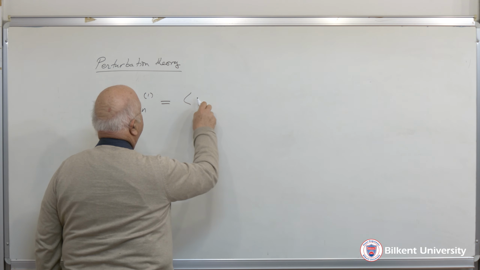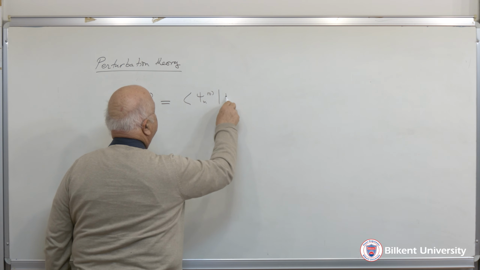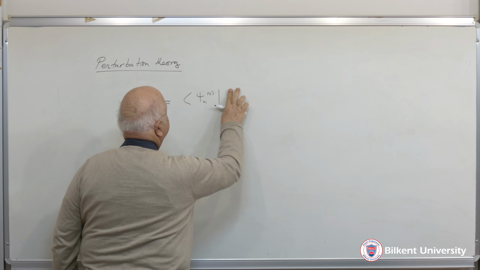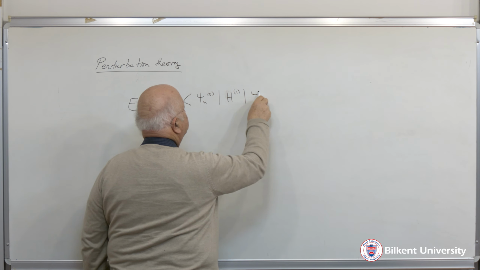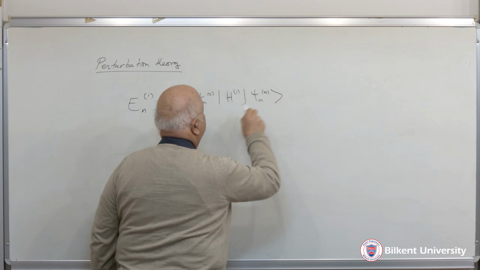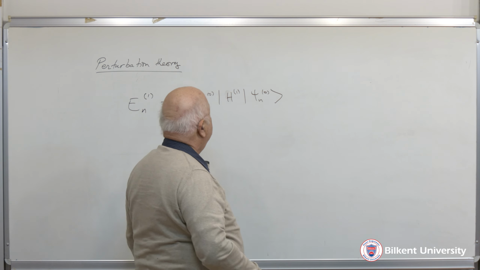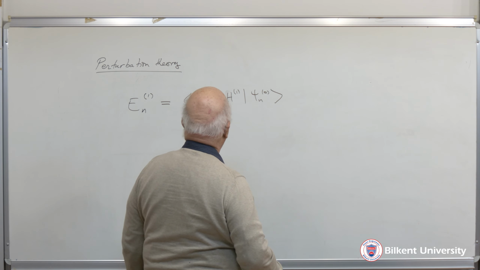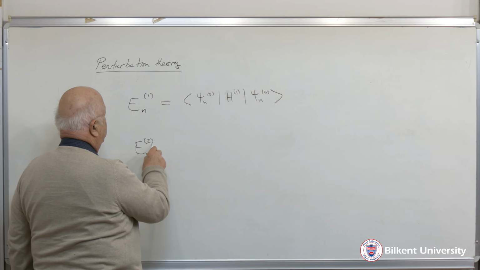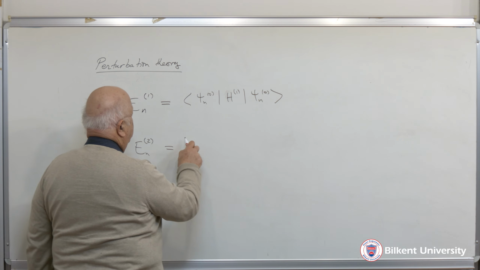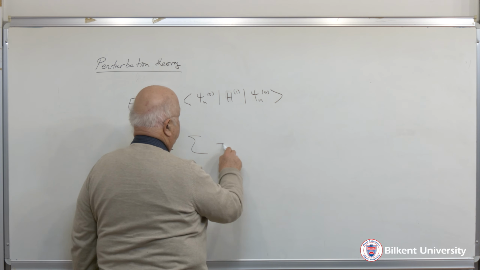We had this psi n0, the original state, times H1, psi n0. So that's the expectation value of the perturbation in the unperturbed state. And if I look at the second order shift in the energy, that was in the form of a series, which relates to energy levels.